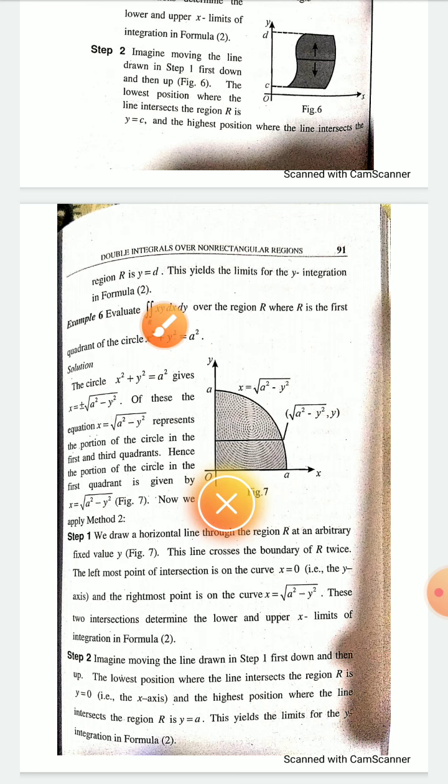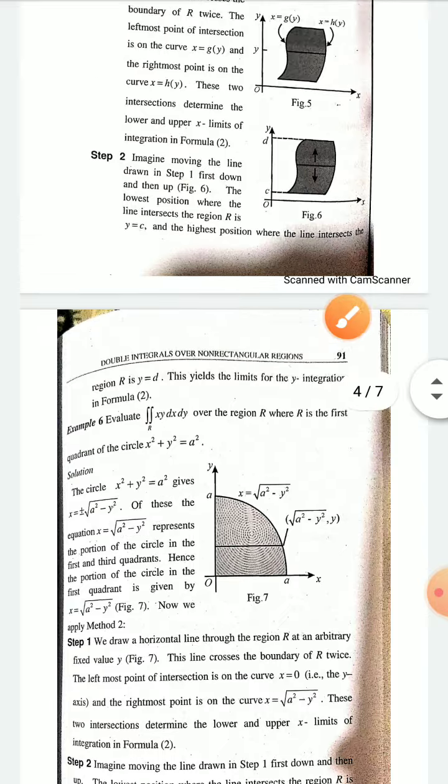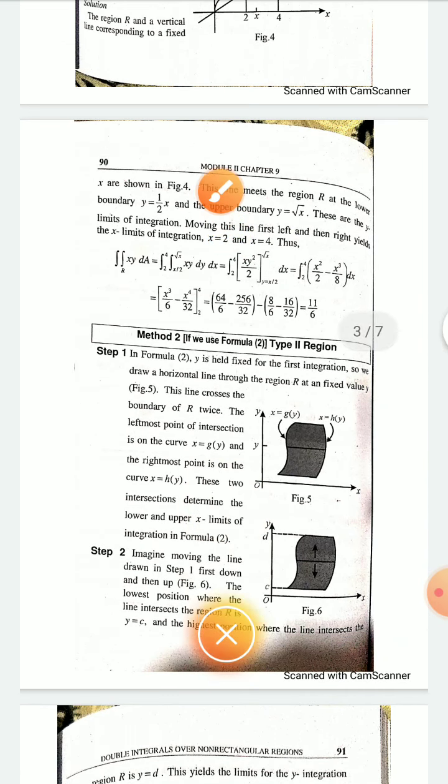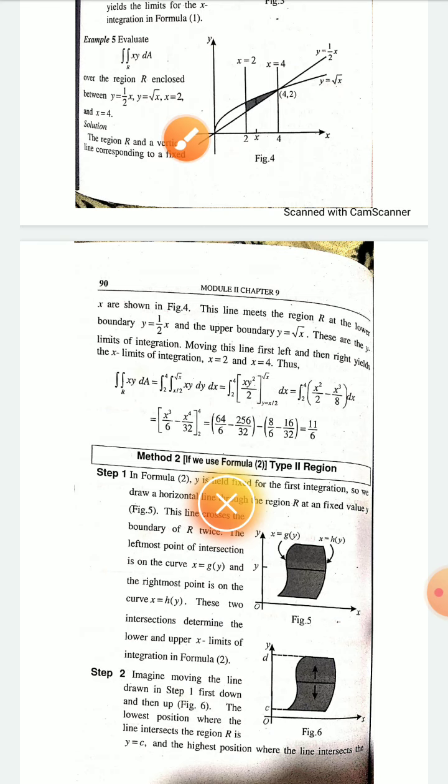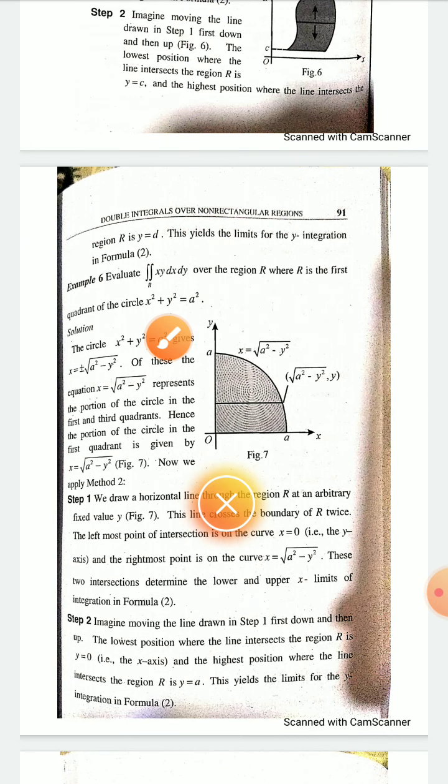Now the double integral over R of xy dx dy, where R is the first quadrant of the circle. You can do this problem in any manner. For these two problems, the first problem can be done only in this method because y is given as a function of x, and x is fixed here. But the second problem can be done in both methods. Anyway, here I will use method 2.